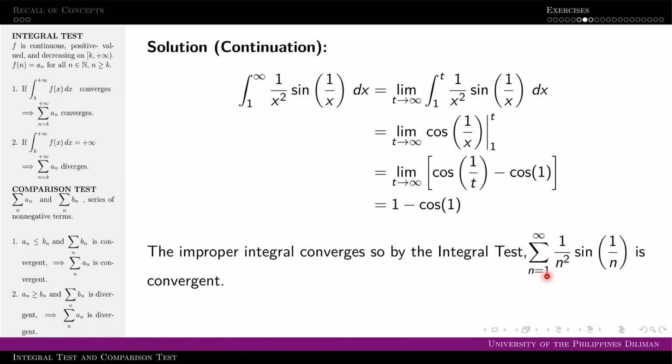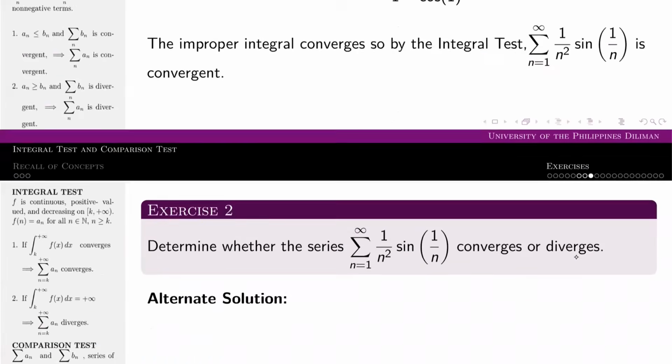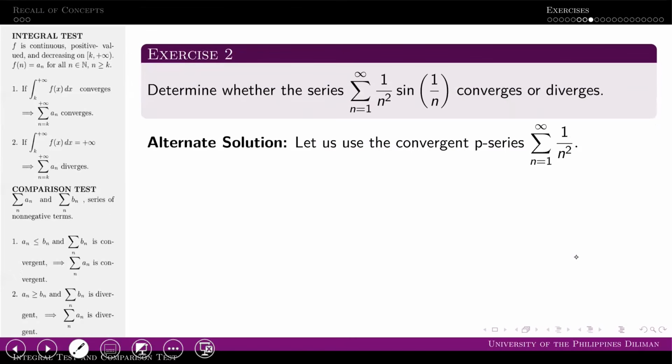So again, let's ask the question, comparison test applicable ba? Let's try, no? Kasi it might be better to actually use comparison test since bounded is sine 1 over n as we have argued before. So, parang comparable siya sa n squared. Let's try that. So, again, we use the p series, sum from 1 to infinity ng 1 over n squared, which is convergent. So from our previous solution, alam natin na bounded si sine 1 over n by 0 and 1. And we will be using the right-hand side.